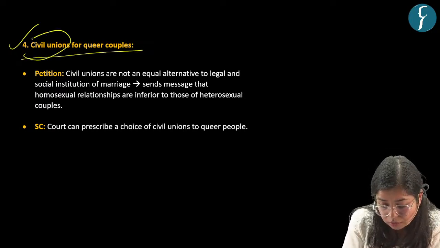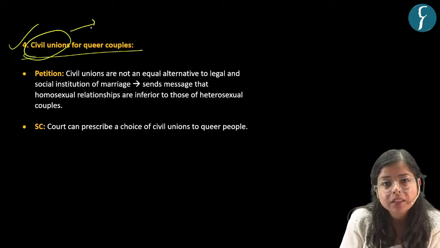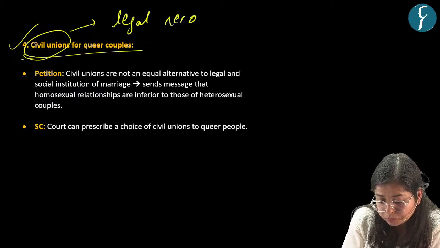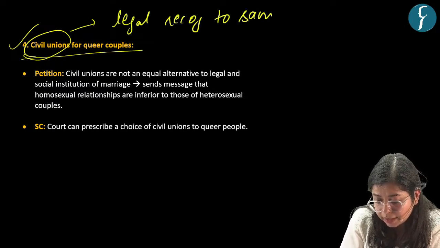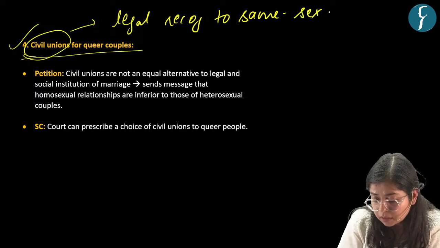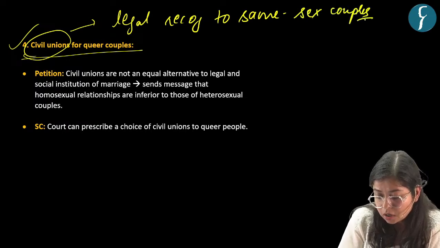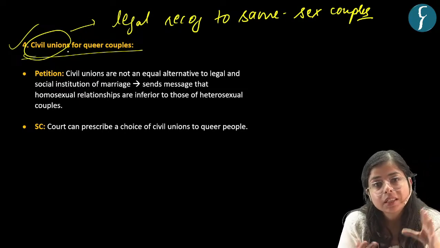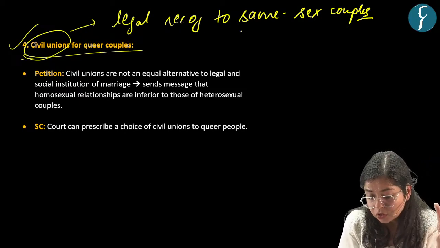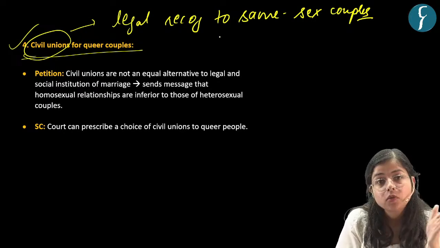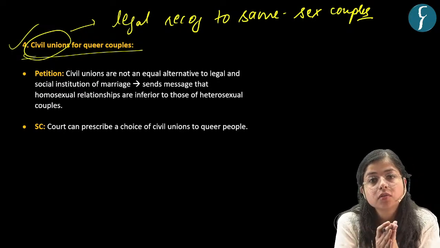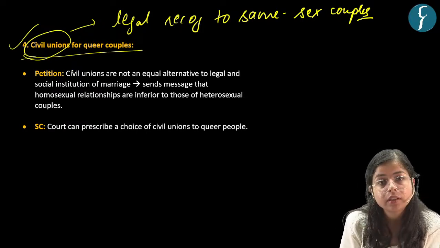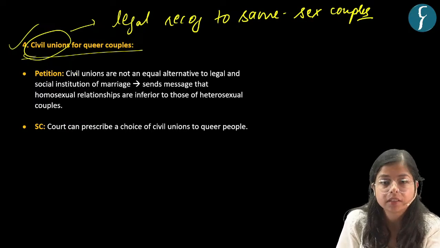Okay, now what is a civil union? Civil union is some kind of legal recognition for same sex couples. This is not marriage. Civil union is not marriage, but it is some kind of legal recognition to same sex couples. The USA has now given recognition to same sex marriage, but earlier it followed the route of civil union, and this is some kind of legal recognition.